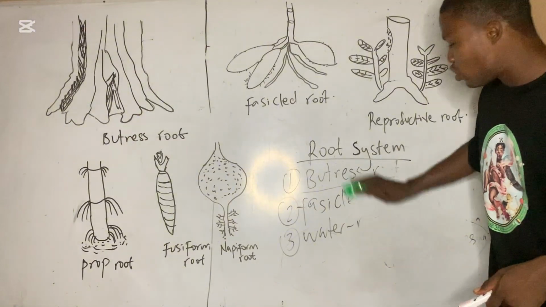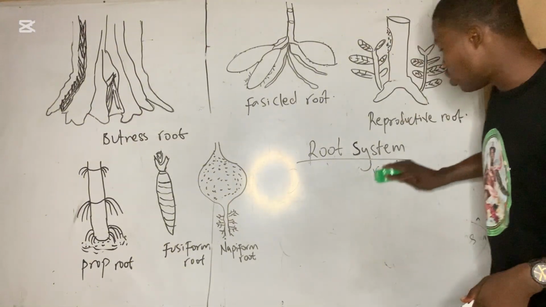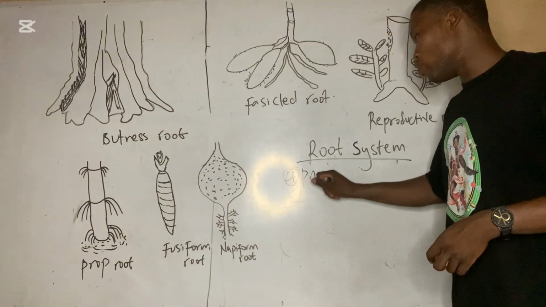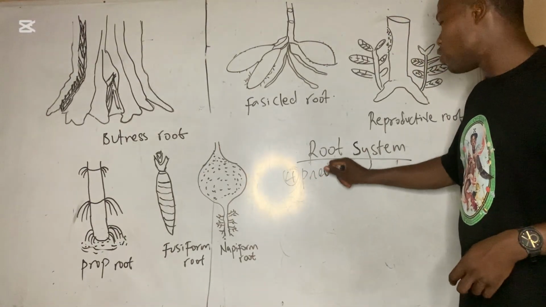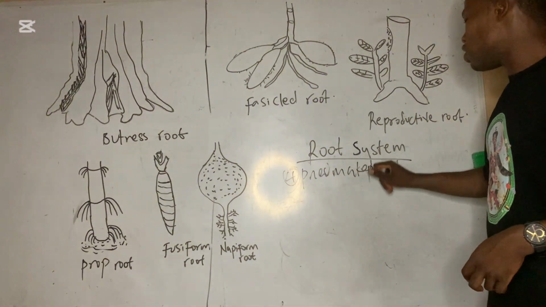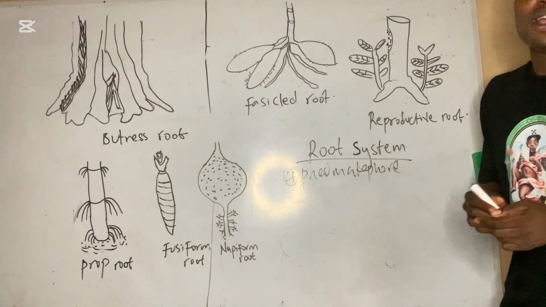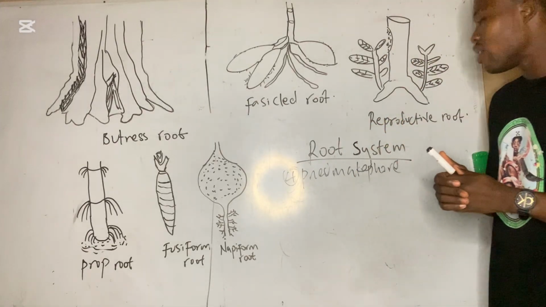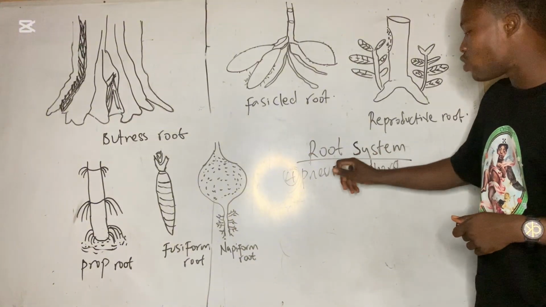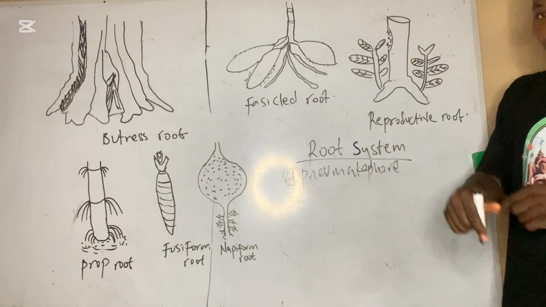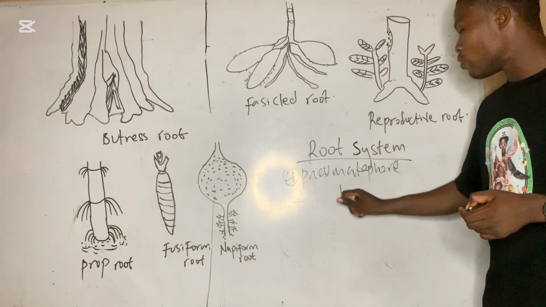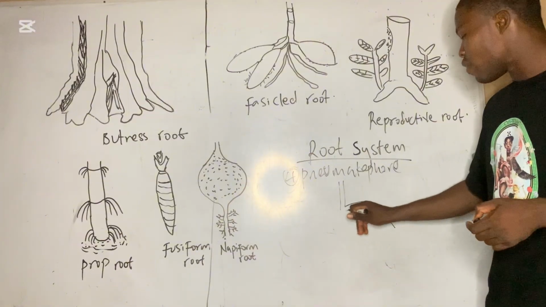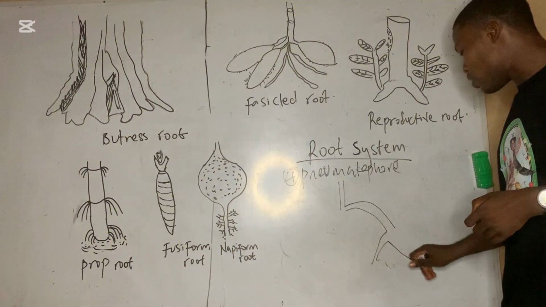So let me show you the next type of root: pneumatophore roots. Remember, they are also called breathing roots. These roots allow the plant to exchange gases in water. So let me show you a typical pneumatophore root. Let's say I have a primary root. Now, therefore, I have branches.